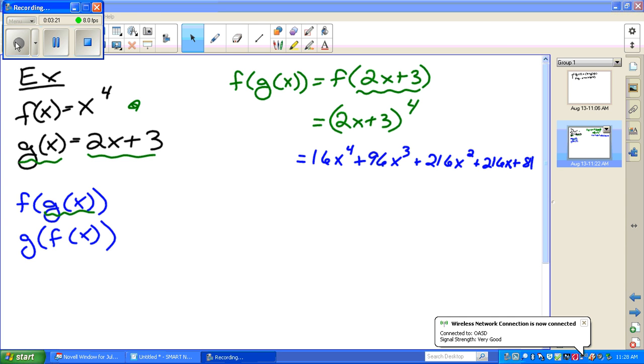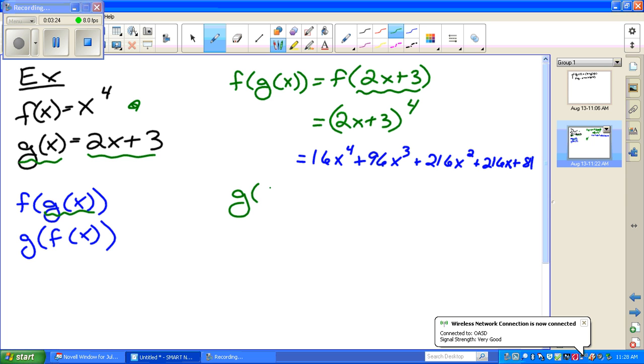So now we're going to do g of f of x. So now it's g following my f of x. f of x was x to the fourth, so it's g of x to the fourth. So in my g equation, wherever there's an x, I'm going to put x to the fourth. So it's 2, then there's an x, so that's x to the fourth, plus 3. So f of g of x and g of f of x are two different equations. They're both fourth degree, but they are two separate equations. Now, we're going to look at another example and see what happens with that one.